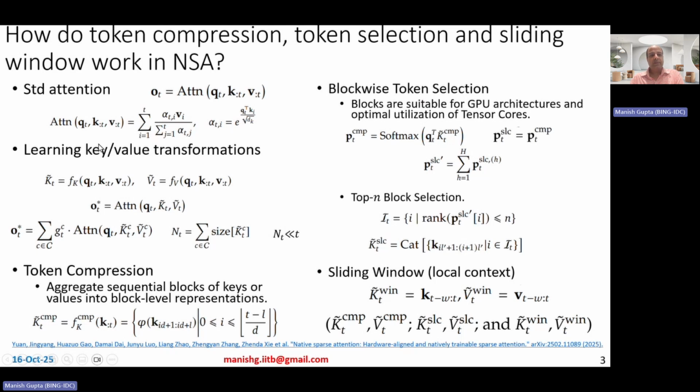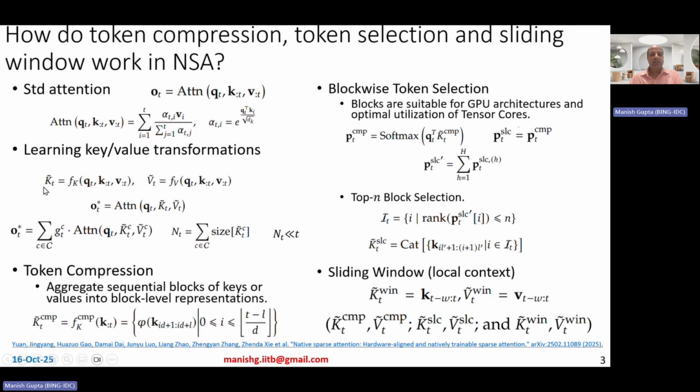Now, what this paper proposes, the native sparse attention paper, is that you take the previous keys, the entire tensor, and the previous values, the entire tensor, and you apply some sort of transformation so as to essentially get a transformed key representation and a transformed value representation. So FK and FV are these transformations that you apply to the current query and all the previous keys and all the previous values, to basically obtain a transformed representation of keys and values. And the three transforms are what we are going to talk about: token compression, token selection, and sliding window.